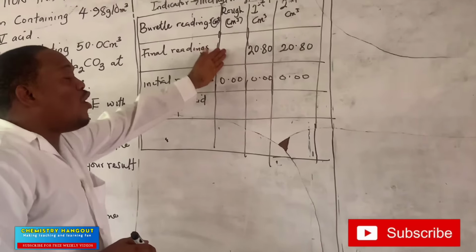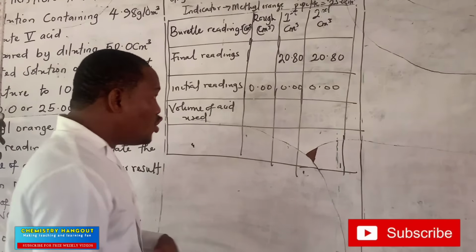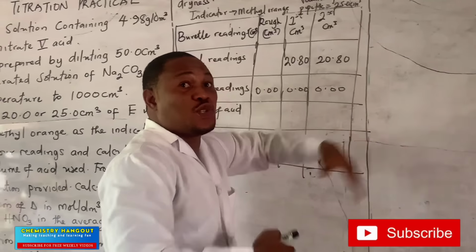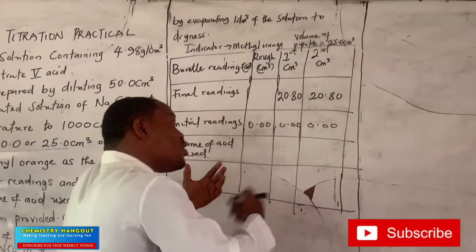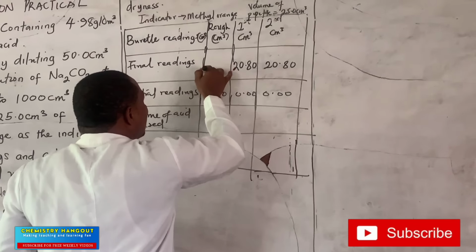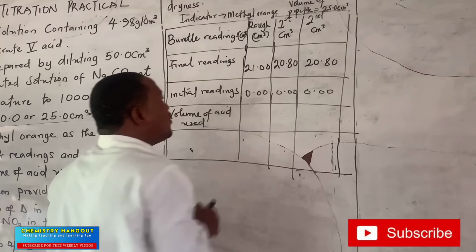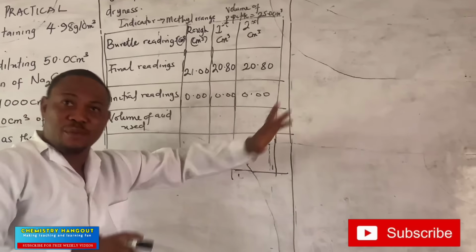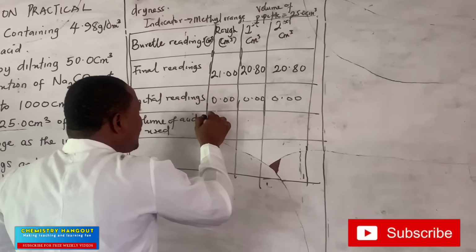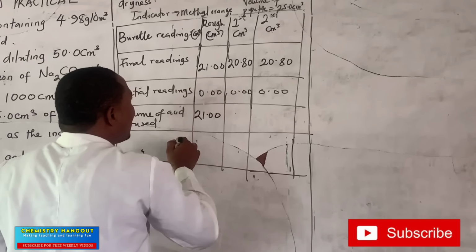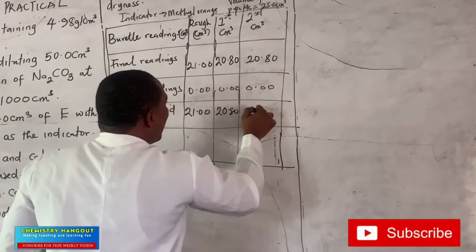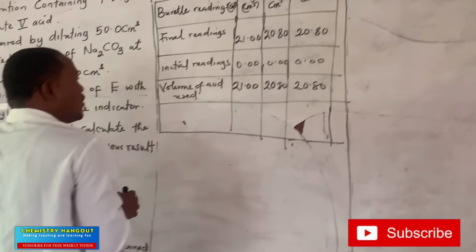So for my rough, most times you don't use it. Though in titration, if the rough is closer to our titrations, we can use them. But in most cases, you don't use them. So since I know I'm not using them, I can just say this is 21.00. You can see it's a bit far from them because I know I'll not be using them. So that's not a problem. So from there, I have 21.00, right? I have 20.80, I have 20.80.